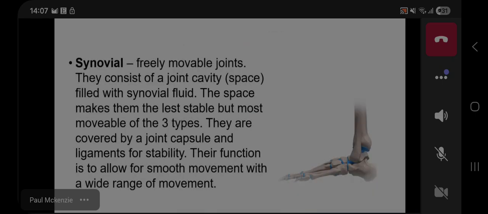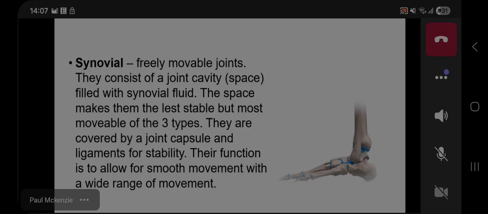And then we have the one that we're most concerned about, because that's where all movement occurs, and that's your synovial. They're called freely movable. They consist of a joint cavity or joint space filled with synovial fluid. The space makes them the least stable, but the most movable of the three types. So you have your fibrous, your cartilaginous, and synovial.